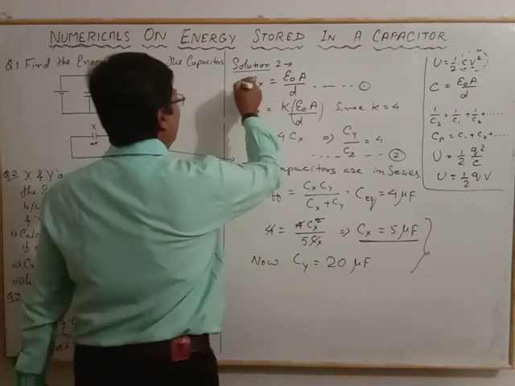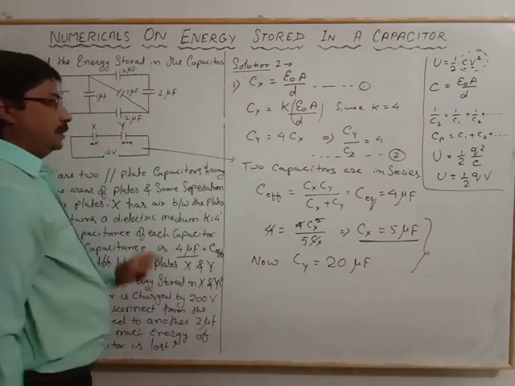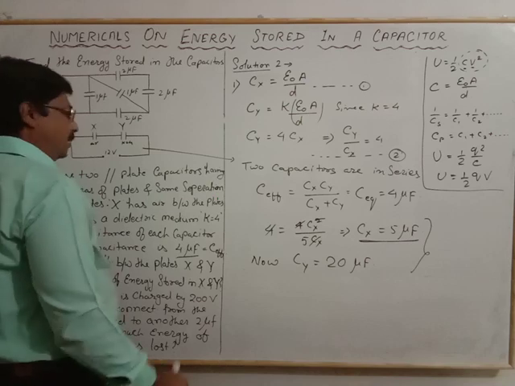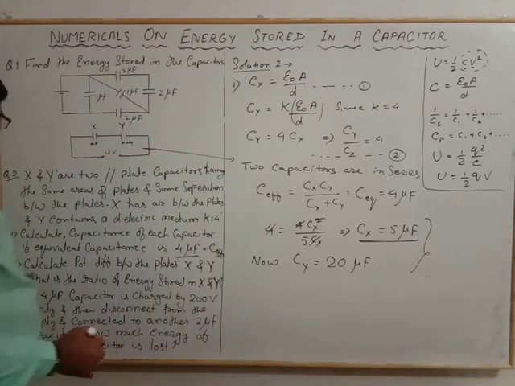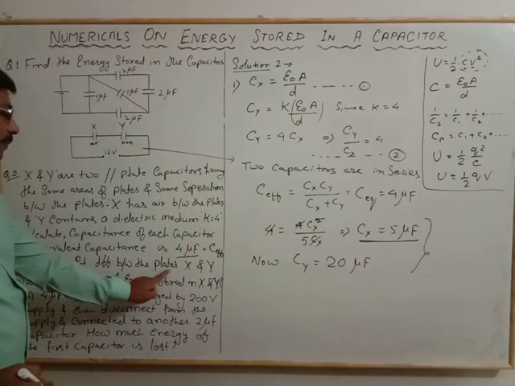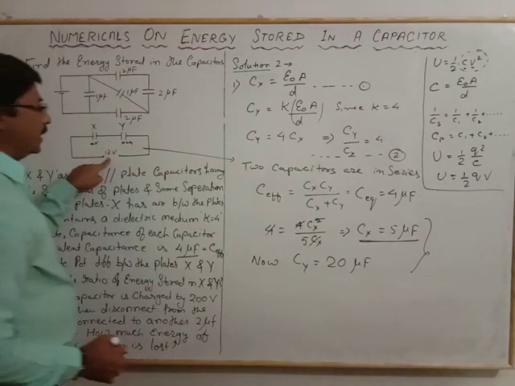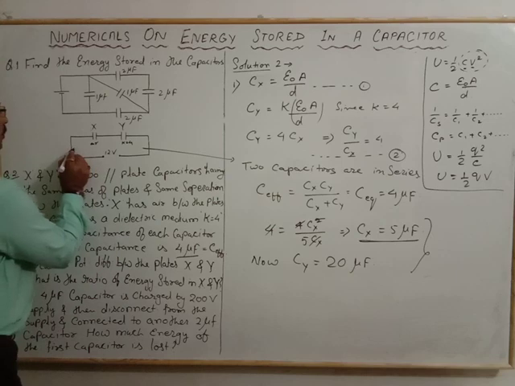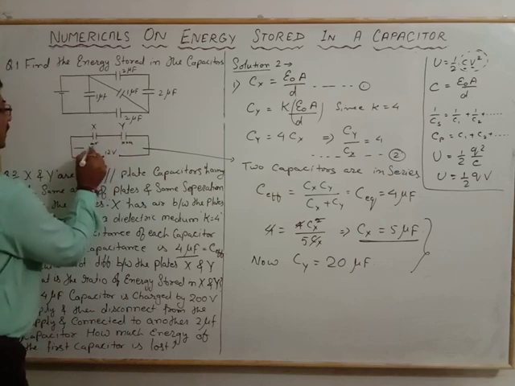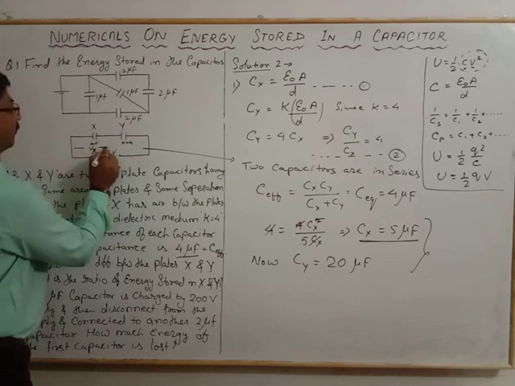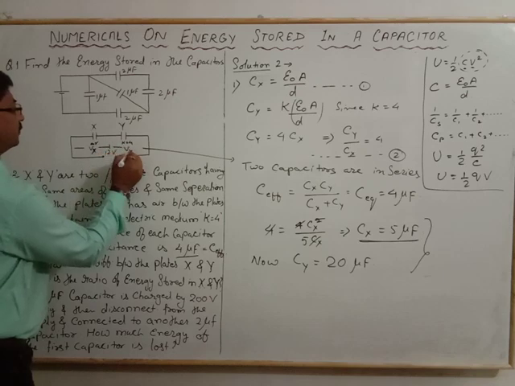This is the first subpart of the question, and the second is to calculate the potential difference between the plates X and Y. The net potential given is 12, but we know that there is a series combination, so it is Vx for one and Vy for the other.